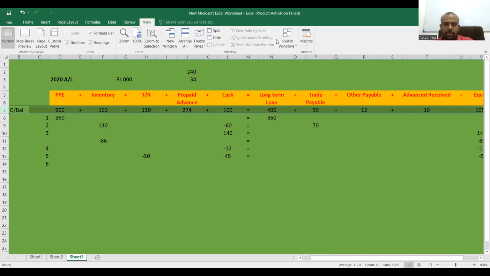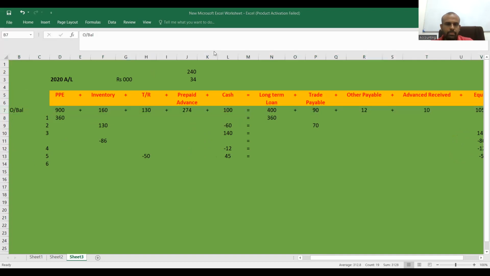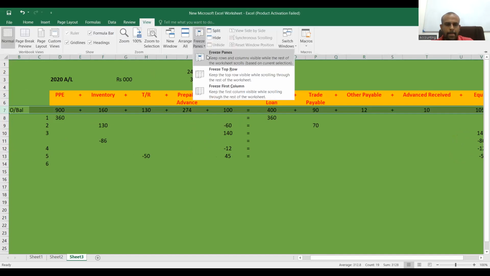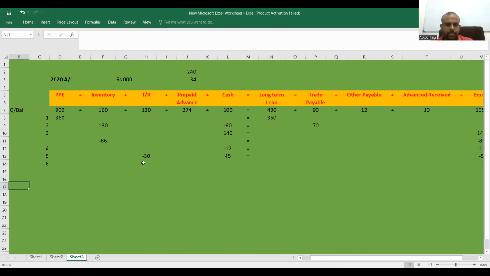What is next? Right. And I move to adjustment number 7, transaction number 7 in this question.